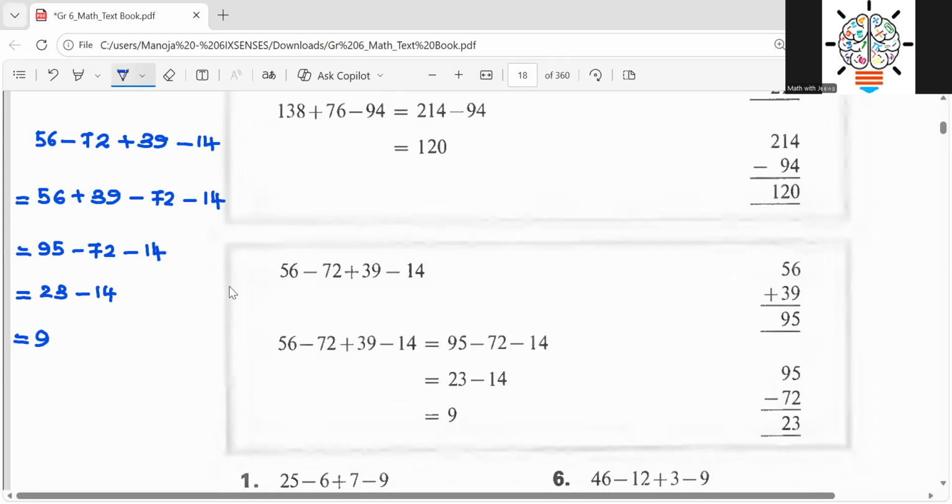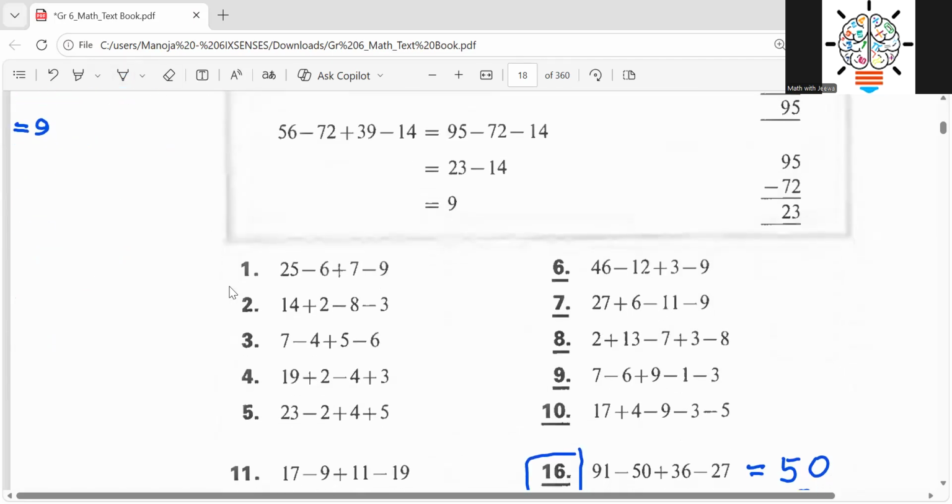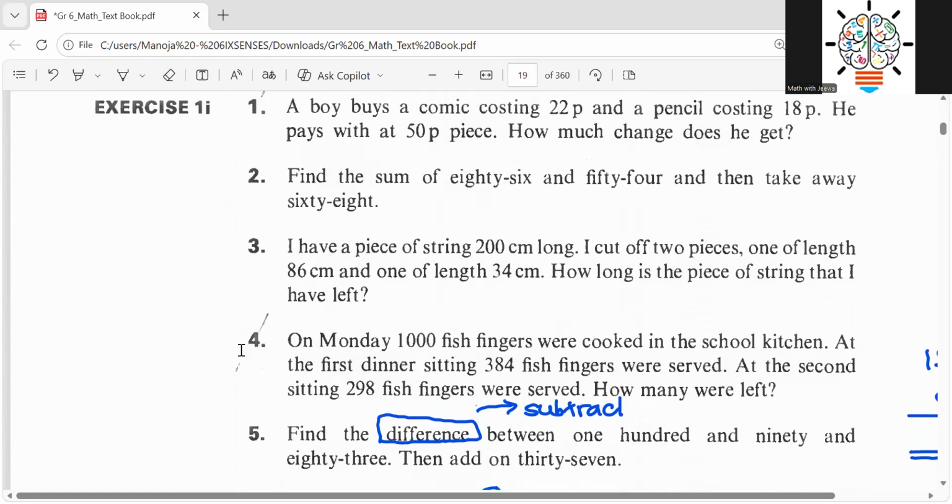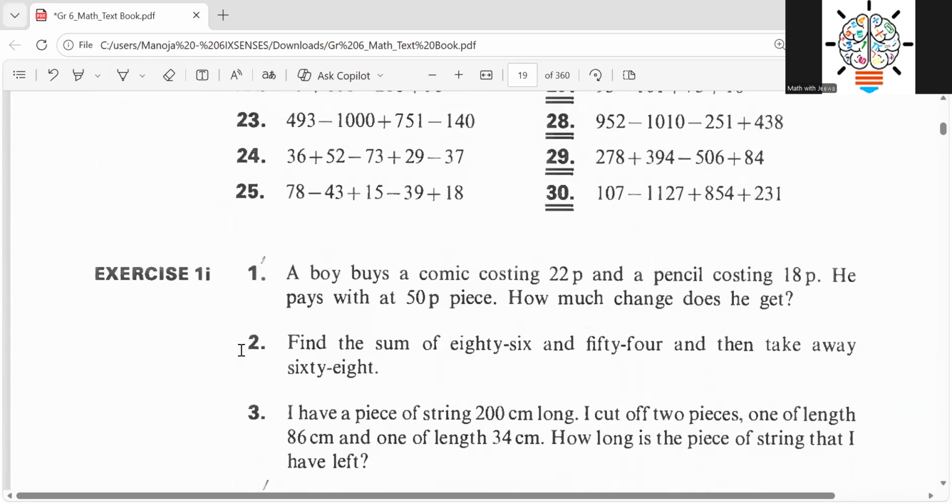My final answer is 9. Hope it is clear. And then we will move to the next type of questions you can have. Here you can see a boy buys a comic costing 22 pence and a pencil costing 18 pence. He pays with a 50 pence piece. How much change does he get?